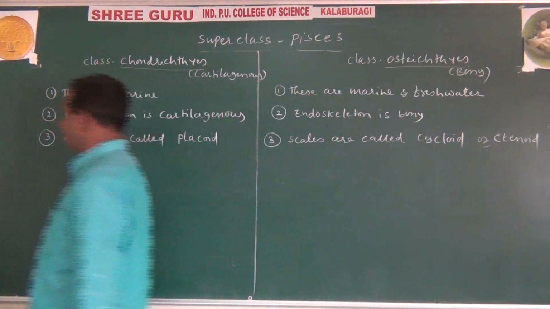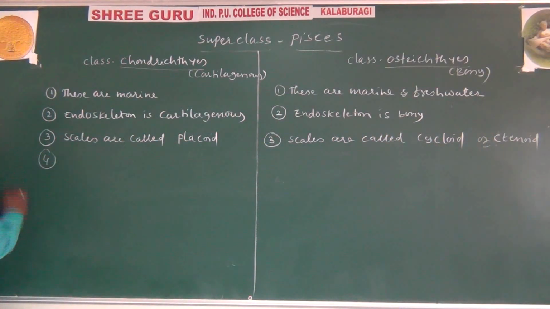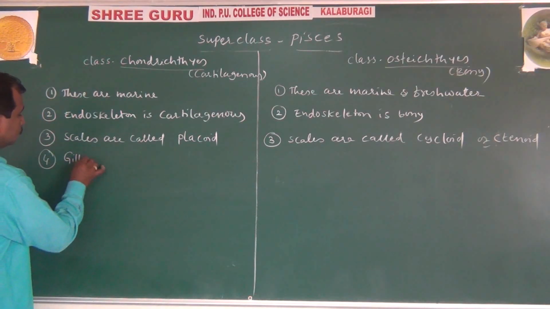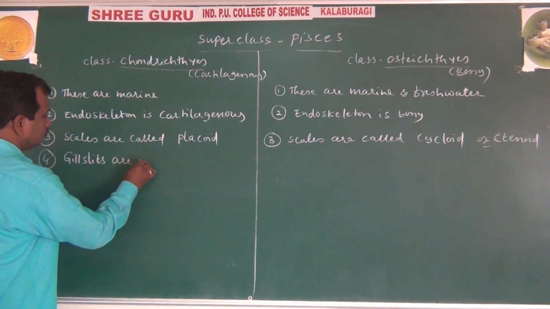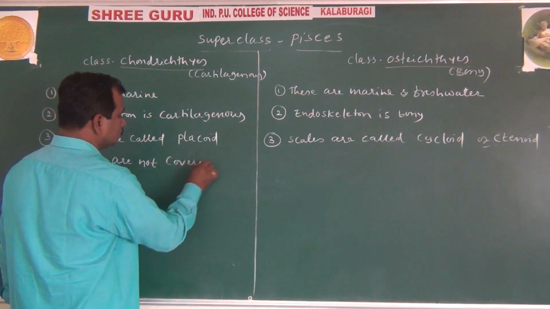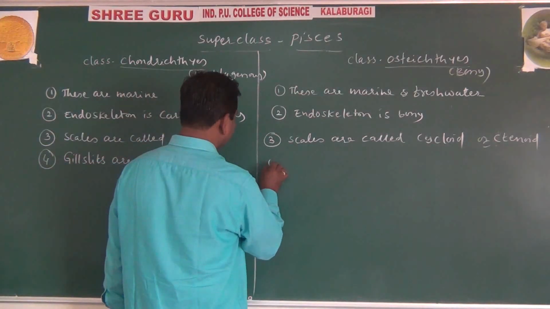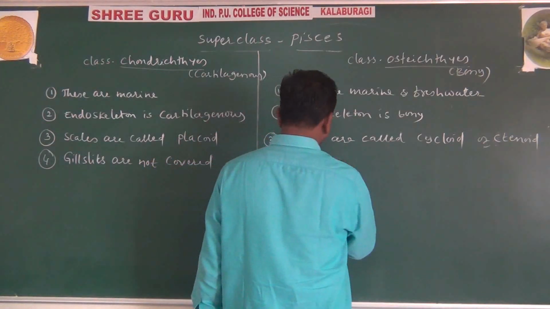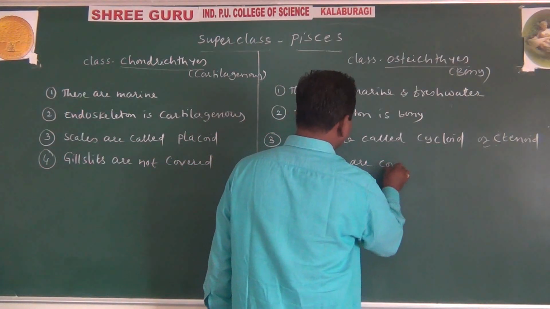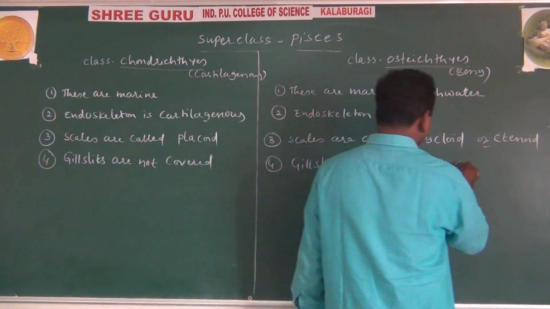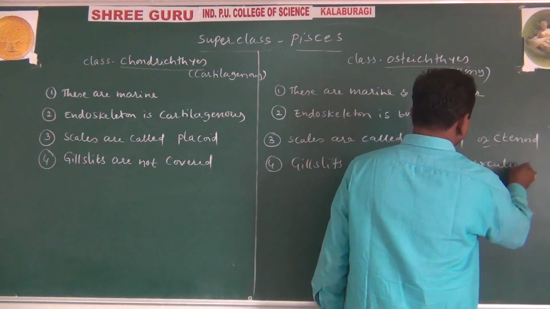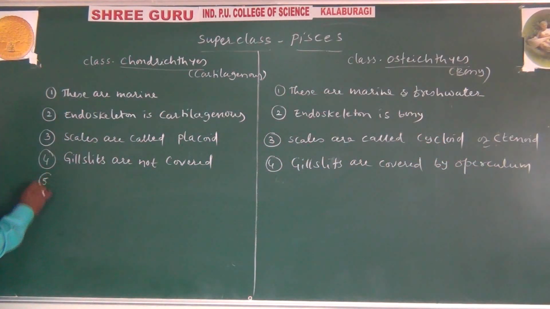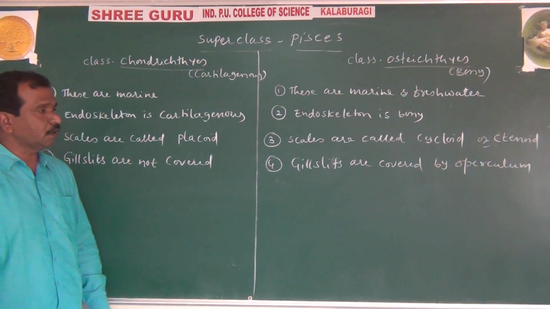Now next is the fourth one. I will explain later on. Gill slits are not covered. Fourth one, gill slits are covered by operculum.